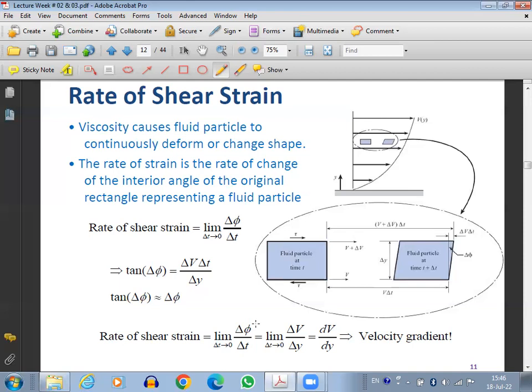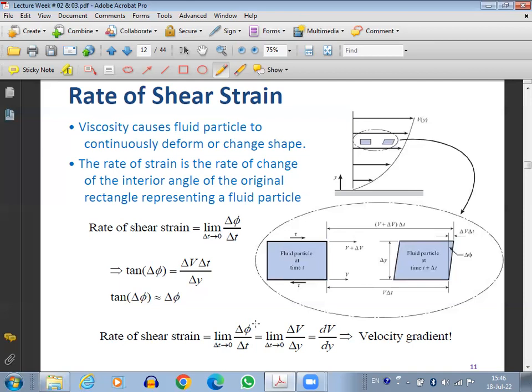Now, the concept of viscosity involves moving fluid. If the fluid is stationary, then there is no concept of viscosity. The concept of viscosity only comes when the fluid starts to move. Is it moving quickly or is it moving slowly? Here comes the question of viscosity. The motion of fluid is linked with the shear strain.